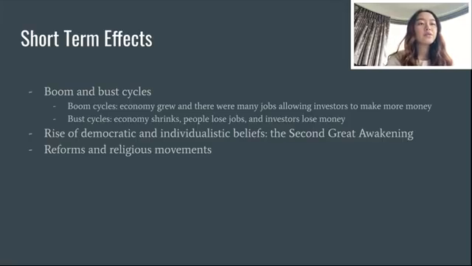Another short-term effect was the rise of democratic and individualistic beliefs, the response to rationalism, and changes to society causing the Second Great Awakening. It is believed the large amount of change happening at the time in markets and the increasingly confusing world led people to turn to religion. Thus, the market revolution not only led to greater transportation and innovations, but also influenced reforms and religious movements that were crucial at the time and are reflected today.